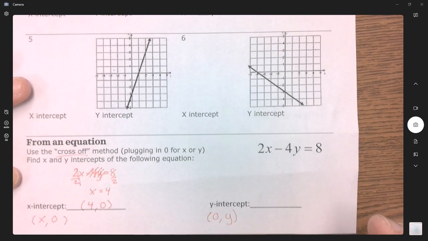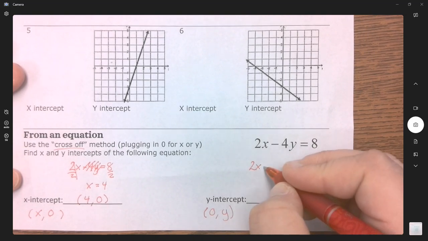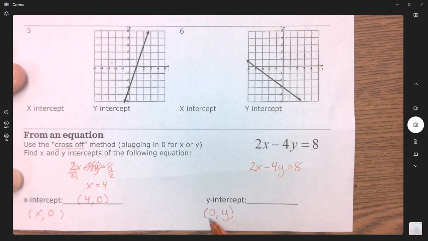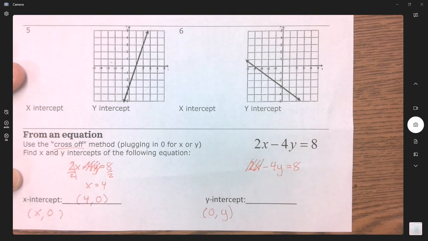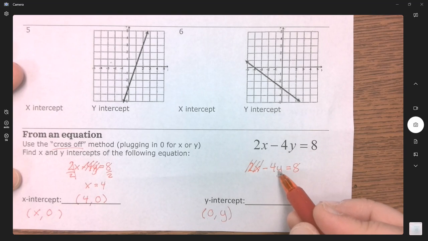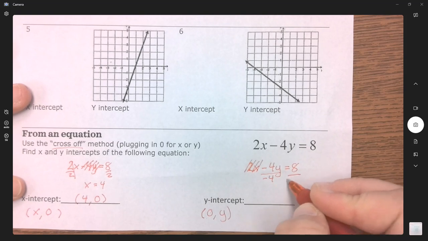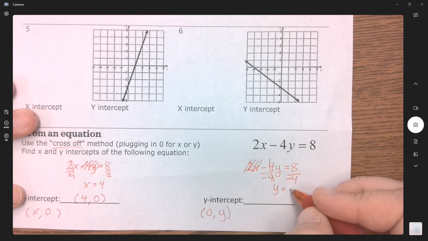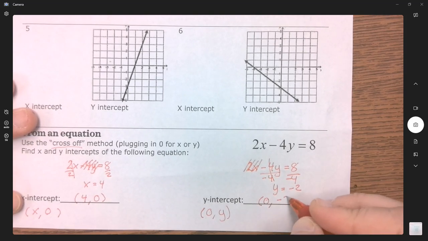I follow the same process again to find my y-intercept. 2x minus 4y is equal to 8. But this time, to find the y-intercept, I'm putting in a 0 for x. That means when I put a 0 in for this, it goes away. I can cross it out. Remember that negative is with the 4, it needs to stay. So to solve for y, I divide by negative 4 on both sides. That cancels out, and I get y is equal to negative 2. So my y-intercept is 0, negative 2.